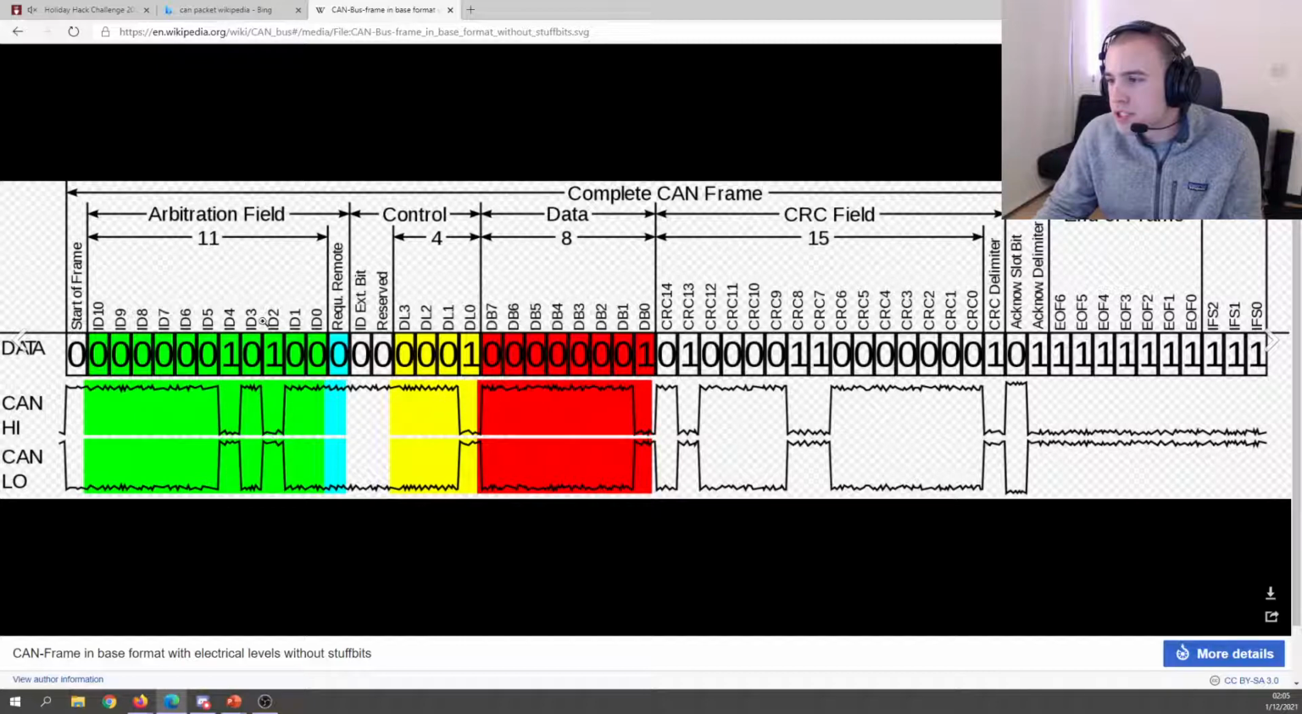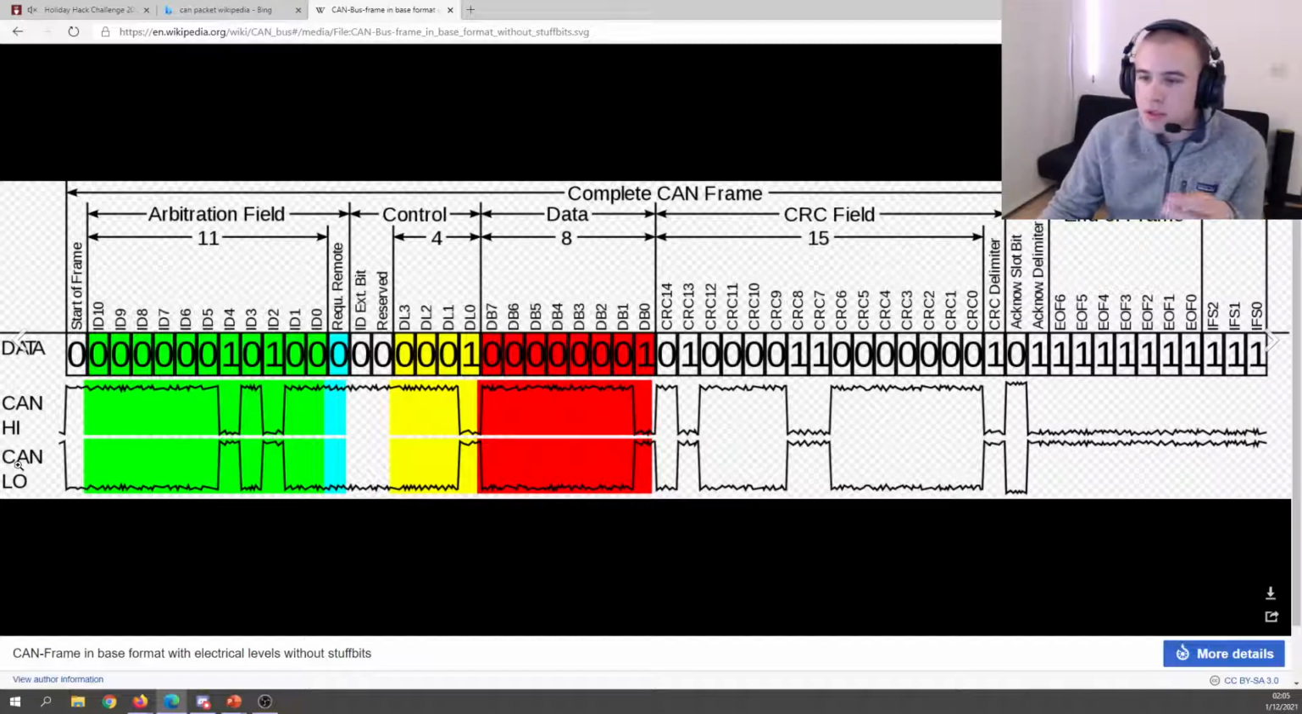But anyway, you've got the arbitration ID, and then later on in the packet you've got 8 bytes of data, which is representing data associated with this packet, like what sort of action this packet is actually doing. Cyclic redundancy check at the end, and as you can see here, there are voltage levels. So the CAN high and CAN low, that's basically all it is. It's two lines with voltage being sent across them.